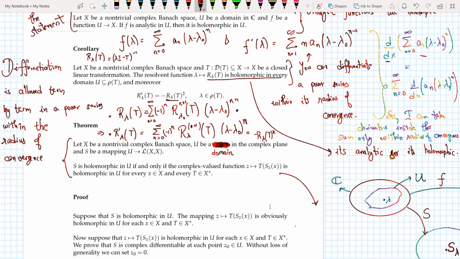This is the importance of this corollary, that differentiation is allowed term by term in a power series within the radius of convergence. So let me write it finally, that if I am in this radius of convergence, meaning in this area or in this disk, then I can do the same. And if I do d by d lambda of (lambda I minus T) to the power -1, then the result is, well, minus of (lambda I minus T) to the power -2.